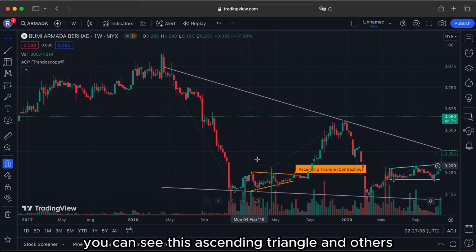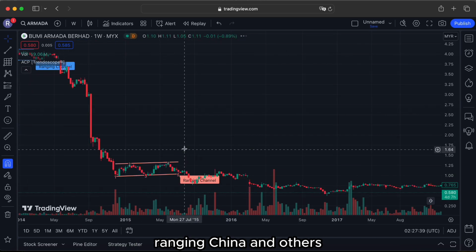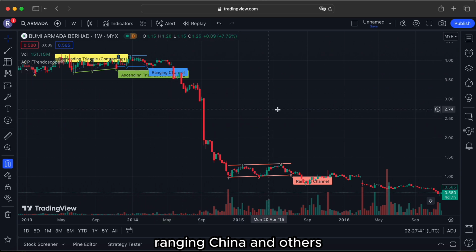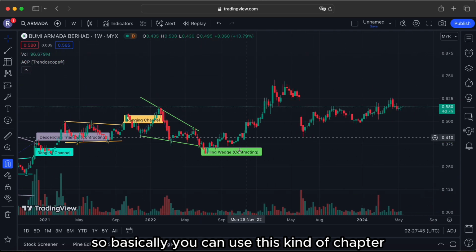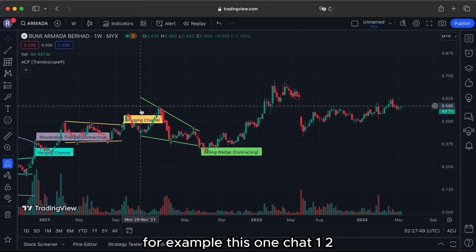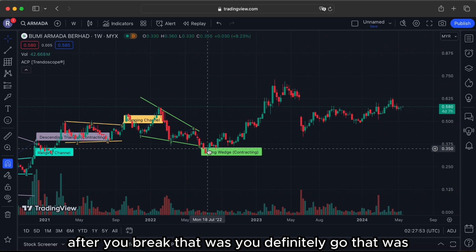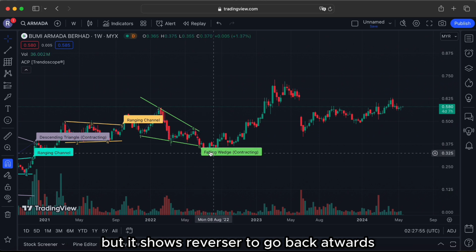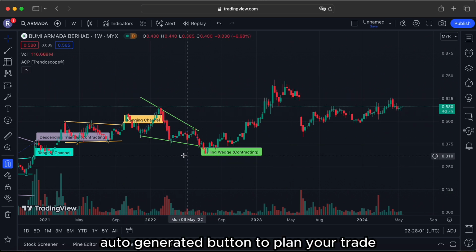You can see this ascending triangle, ranging channel, and others. So basically, you can use this kind of chart pattern if you know the definition of the chart. For example, this one, chart 1 2 3 4 5, after it breaks downwards, it will definitely go downwards, but it shows a reversal to go back upwards. So basically, you can use the auto generated chart pattern to plan your trade.